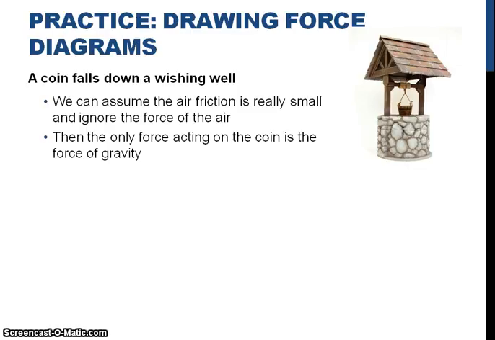In this case, though, the only force acting on the coin, after it leaves your hand, is the force of gravity, or the force of the earth pulling down on it. So we draw a picture of a coin, and then we would draw the force of gravity pulling down on it. That would be an unbalanced force, so the object would start to accelerate or speed up as it gets further and further down the wishing well.